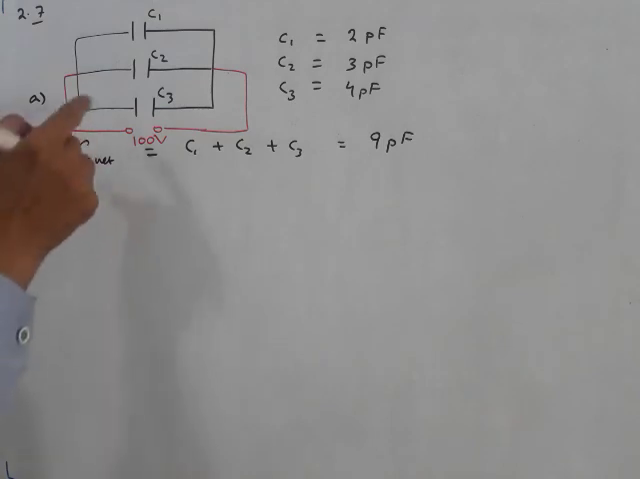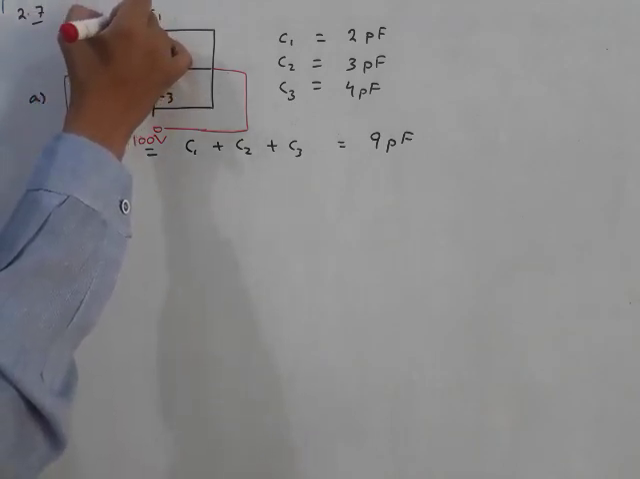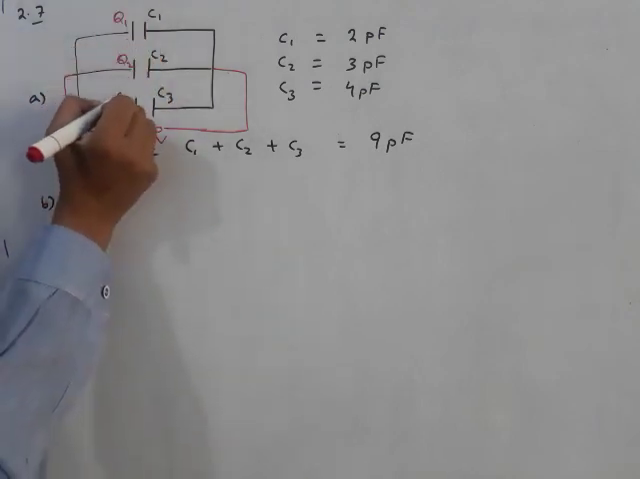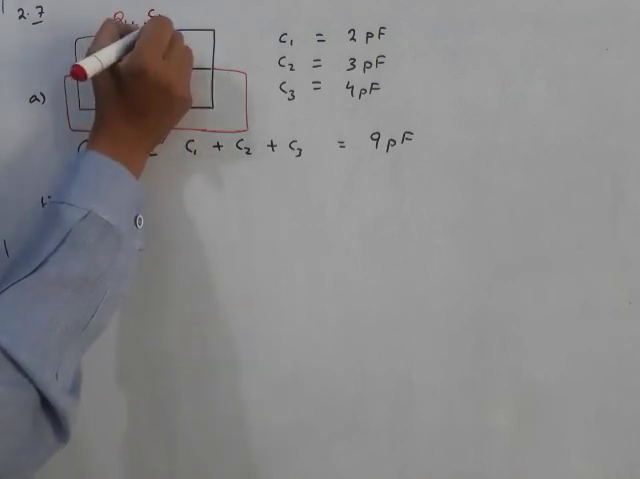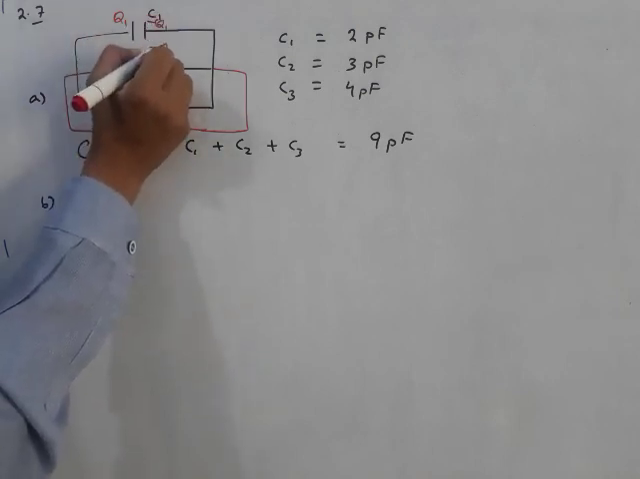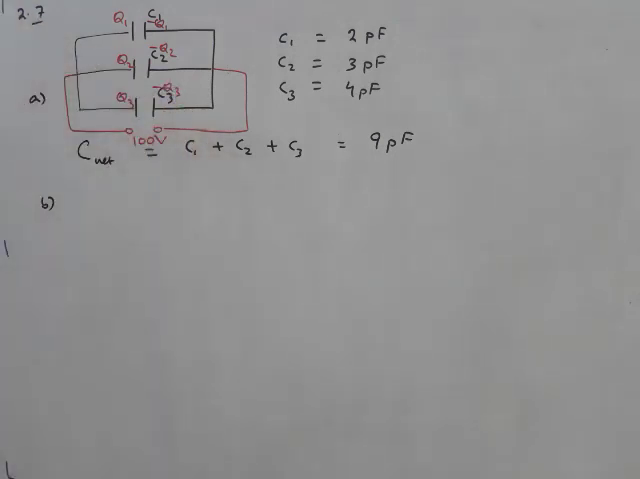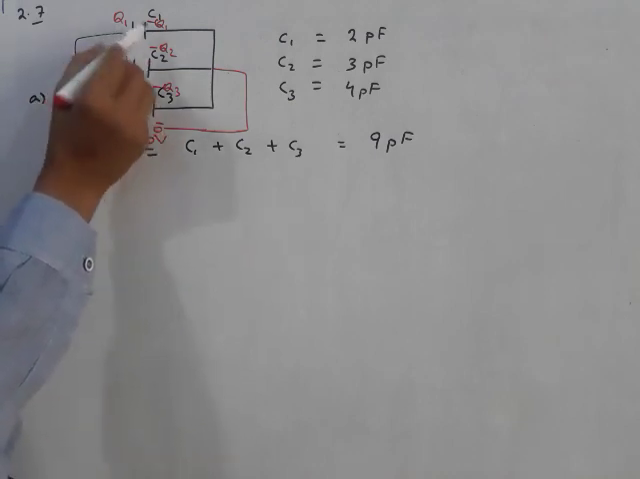Then you have to find the charge on each of these three capacitors. Let us assume the charge on this capacitor be Q1, here it will be Q2 and here it will be Q3. Then here it will be minus Q3, minus Q1, minus Q2. Is it clear, students? So we take this to be plus, this to be minus. So plus Q3 minus Q3, plus Q2 minus Q2, plus Q1 minus Q1.